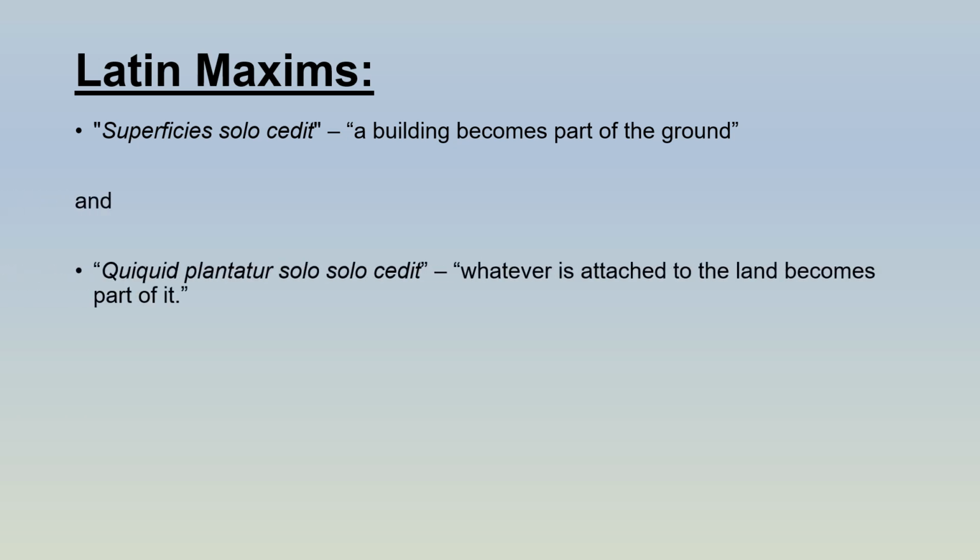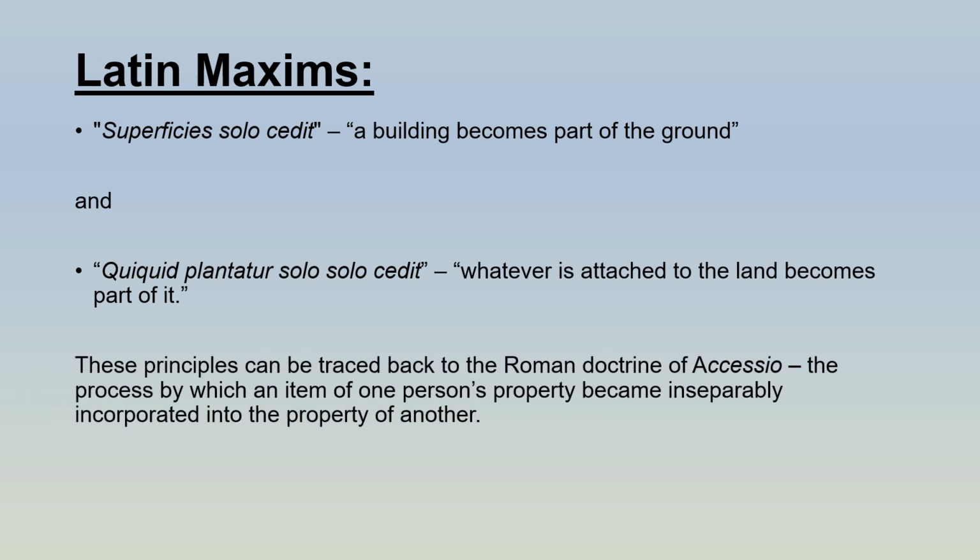Quicquid plantatur solo, solo cedit. Whatever is attached to the land becomes part of it. Whoever owns the piece of land also owns the things attached to it. What this principle means is that the mere annexation of a personal chattel results in it becoming part of the land itself. These principles can be traced back to the Roman doctrine of accessio, the process by which an item of one's personal property becomes inseparably incorporated into the property of another.